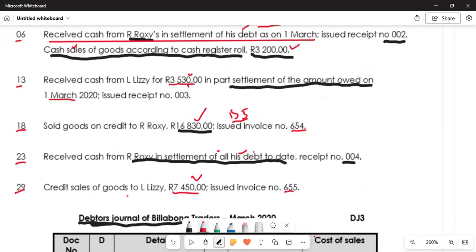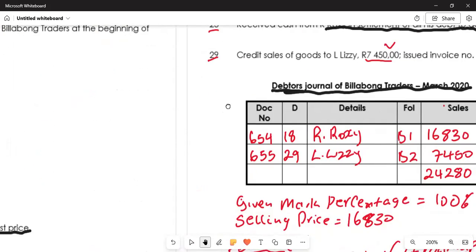So as you can see now on the 23rd, we received cash from Roxy in settlement of all his debt, receipt number 004. What was his debt? How much was he owing us? He was owing us this much, 16,830. So Roxy managed to pay that. He managed to settle his account. So you're going to record this 16,830 in our cash receipt journal.